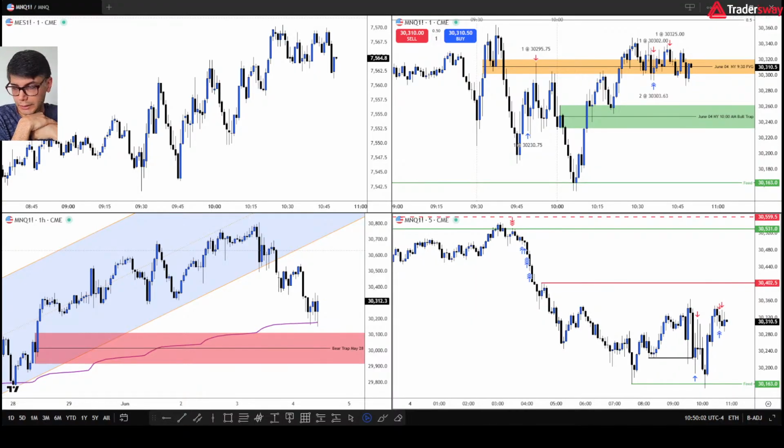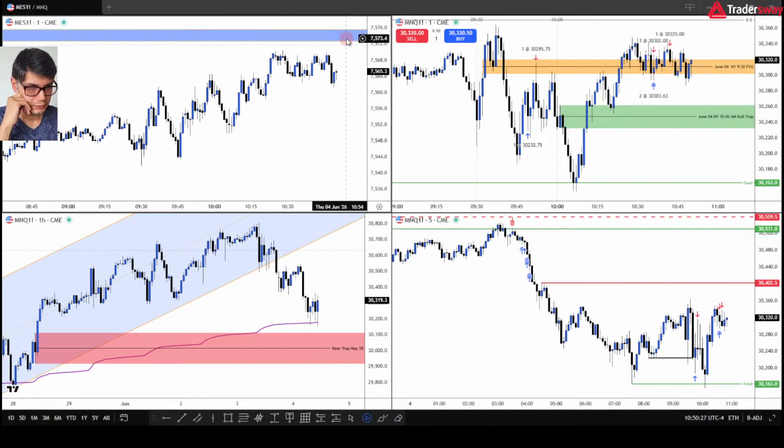The time is, what's the time? It's 10:50. So usually markets start consolidating in this portion. On the other hand, ES made a new low, closed below this level with two big bearish candles. It's near the previous support, which acts as resistance now.